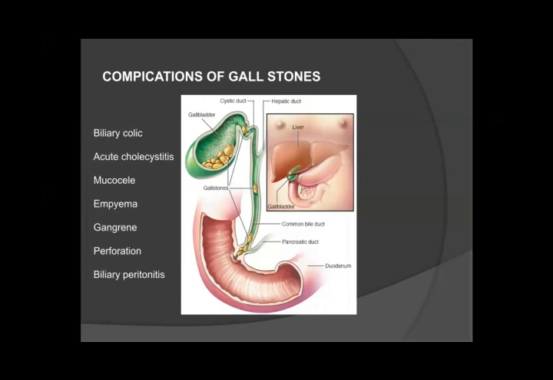Okay, all right, nice. We've got a whole list here. The biliary colic, the pain, and then acute cholecystitis. We've discussed that. Mucocele, empyema, and gangrene: if the obstruction continues, and if the empyema or mucocele aggravates, it could eventually lead to gangrene of the gallbladder. And before it gangrenes, it could also perforate, hence leakage of the bile throughout the abdomen, causing an acute abdomen or peritonitis, biliary peritonitis.